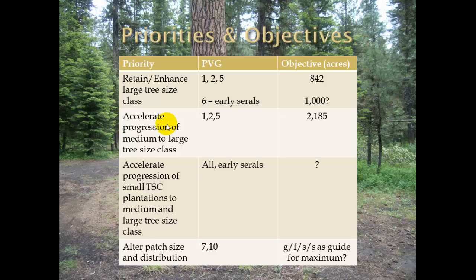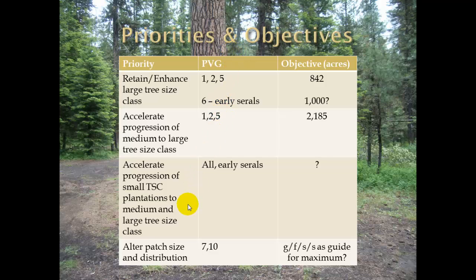For the second priority, accelerating the progression of medium to large tree size class stands in PVGs 1, 2, and 5, I think the shortfall in those PVGs in the large tree size class is approaching 2,200 acres, so I'm suggesting that would be an appropriate objective to treat that many acres to at least approach the midpoint of the desired condition in the large tree size class for those 3 PVGs.